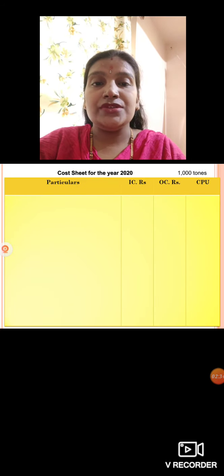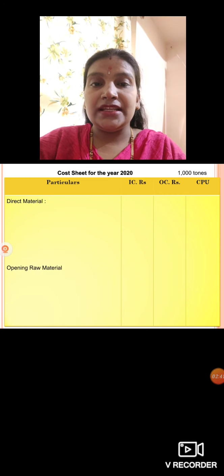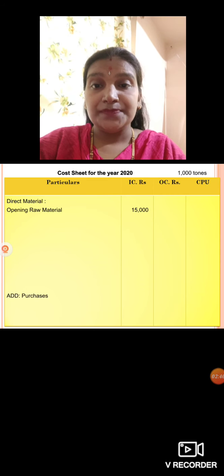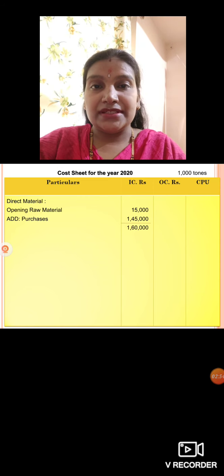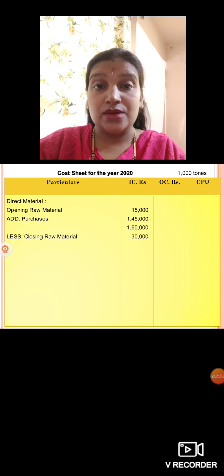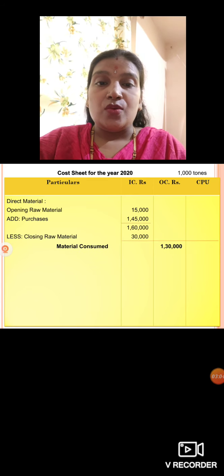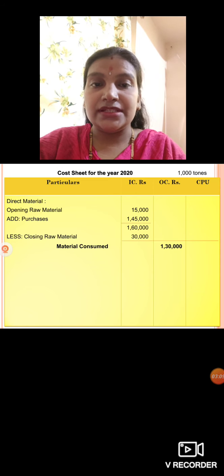1000 tons we have produced, just change it in the problem. 1000 tons is 1000 units. So first we have direct material here. Opening raw material, how much do we have? 15,000. Add purchases, how much? 1,45,000. So you will get 1,60,000 here. Less closing raw material, how much? 30,000. So you'll get material consumed of 1,30,000. 1,60,000 minus 30,000 is 1,30,000.